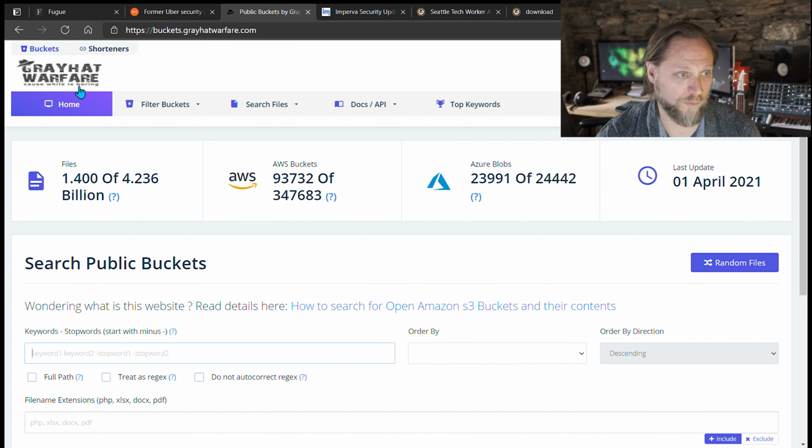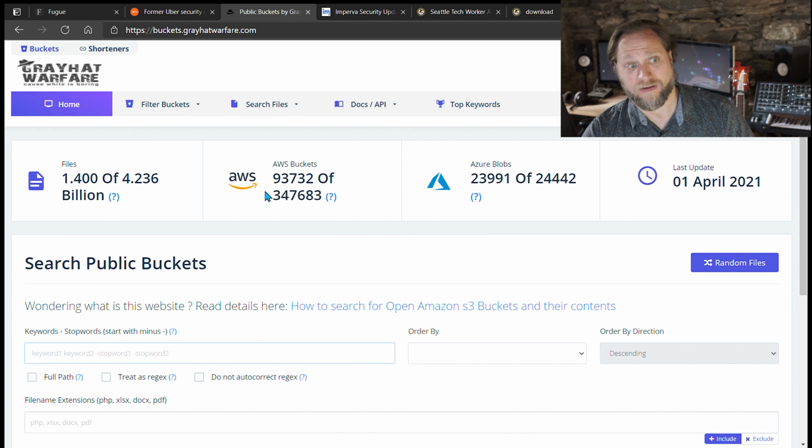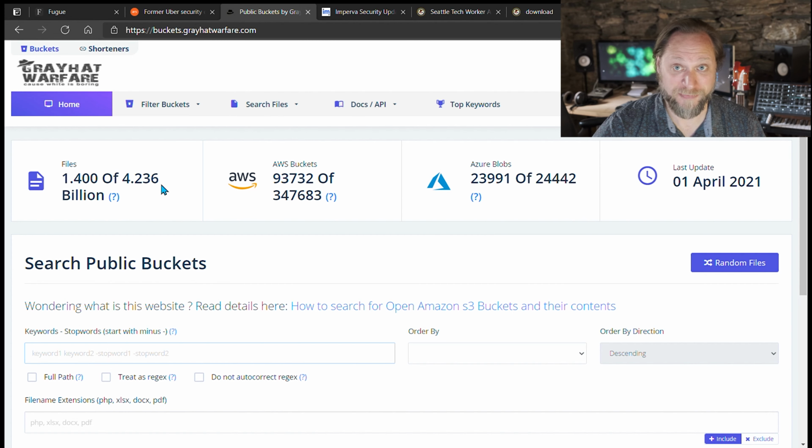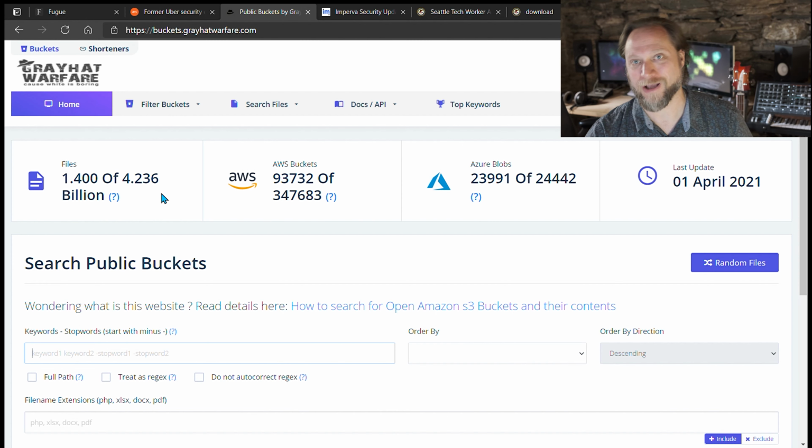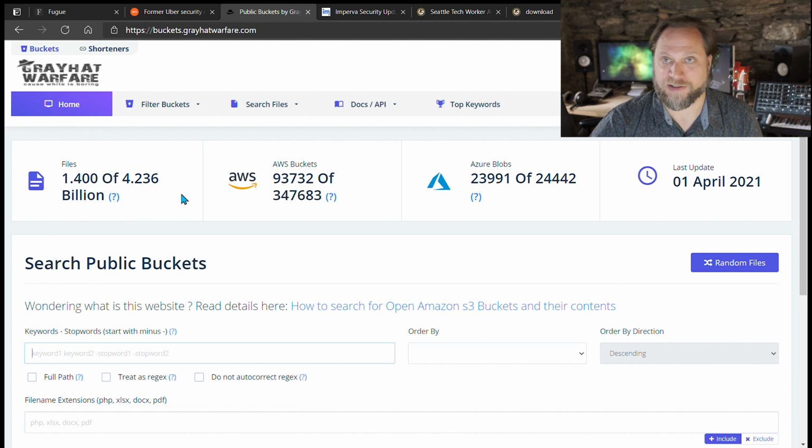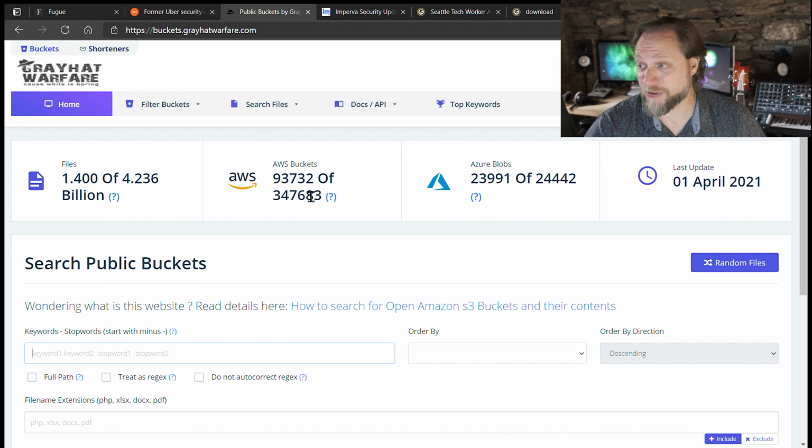So Grey Hat Warfare, buckets.greyhatwarfare.com is a really neat little site that goes and examines. Remember I said the 7 minutes? Well, these are white hat. They say gray hat, but they're really white hat for the most part, as far as I know. Hackers that are going and examining all these public storage endpoints, and then collecting that data and making it searchable.